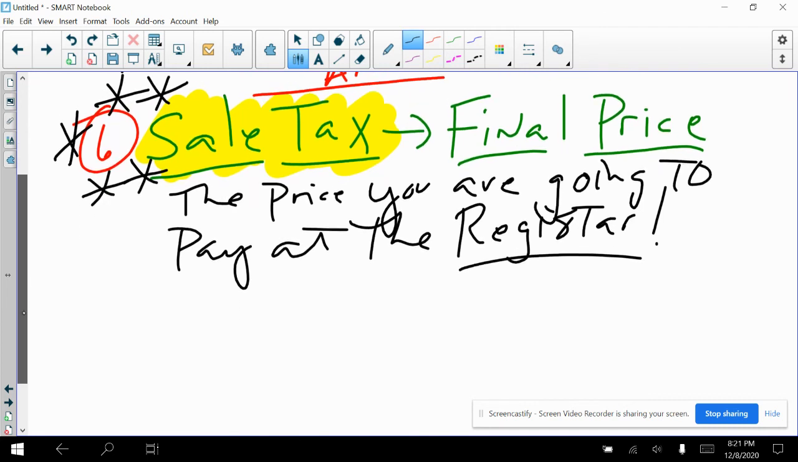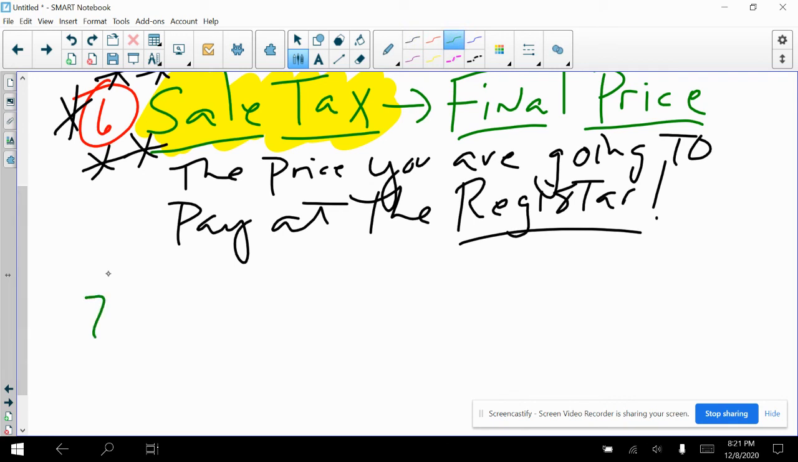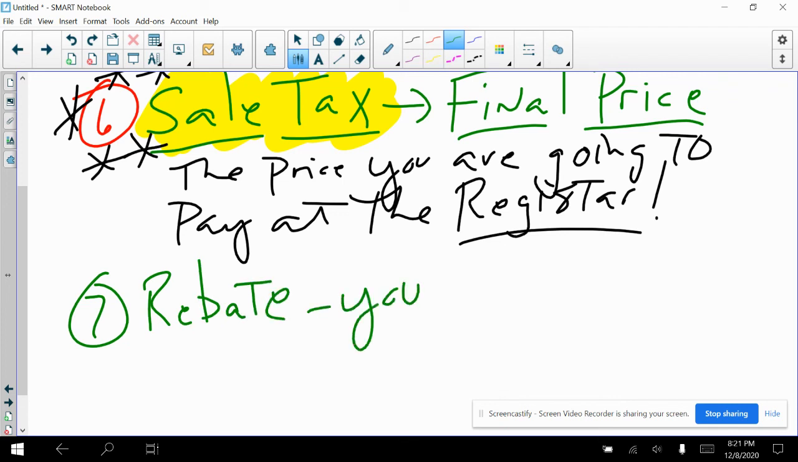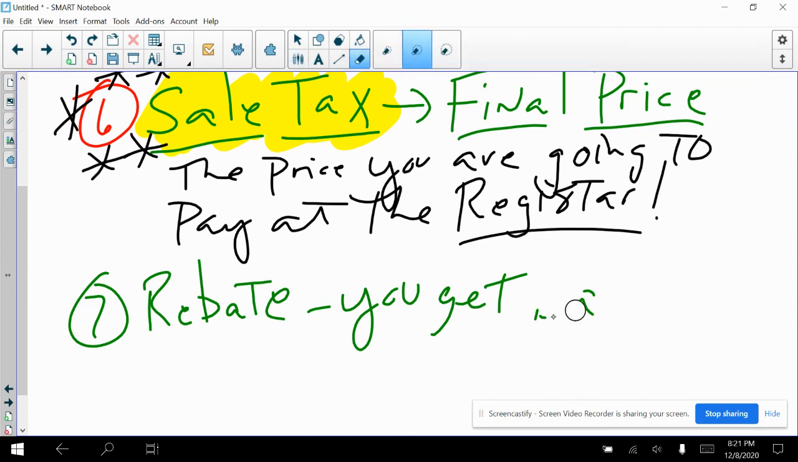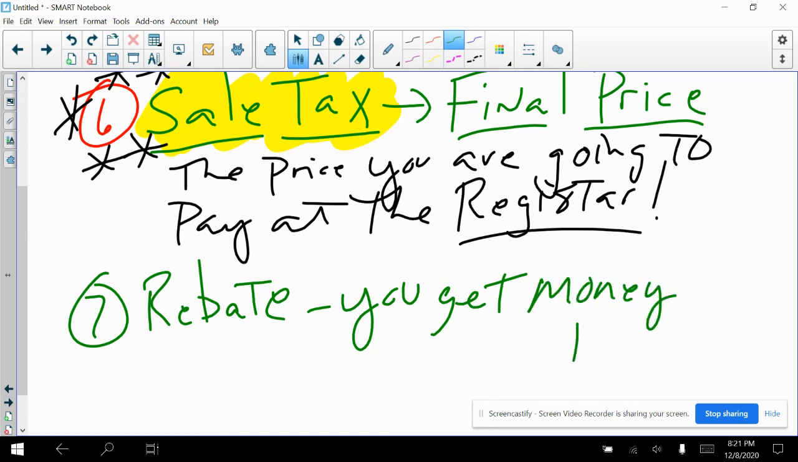Okay, and the last one I just want to mention briefly, I don't even know if we'll see it. Something called a rebate. This is actually a good thing. You actually get money back. You get money back from a rebate. Kind of how this works is this is like the reverse of the taxes. You have to pay for everything up front.